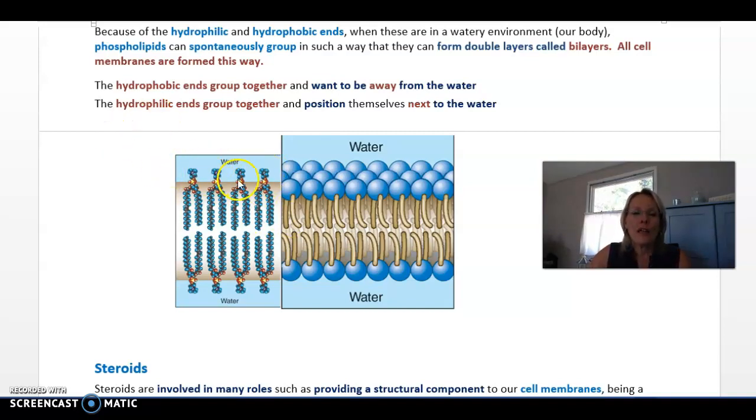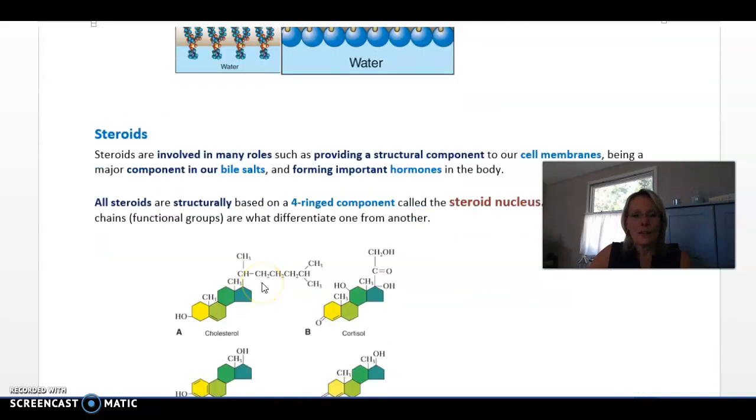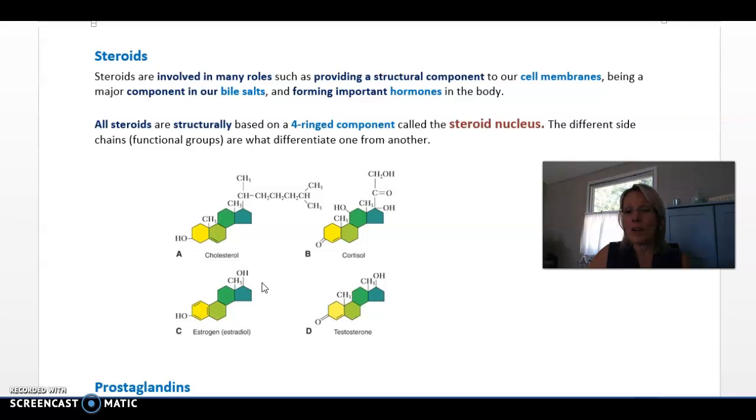So we call the head portions of these phospholipids hydrophilic, which means water-loving. And the tails we call hydrophobic, which means water-fearing. All right. So now on to another type of lipid. They're called steroids. There's a number of different types of steroids. All steroids have the same core structure to the molecule, and you're seeing that highlighted in color here. So they call this the steroid nucleus, just because it's the core of the molecule.